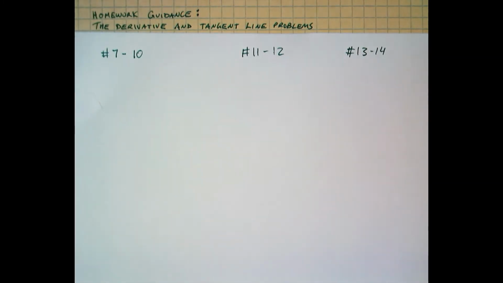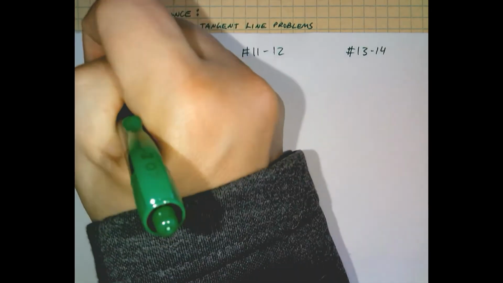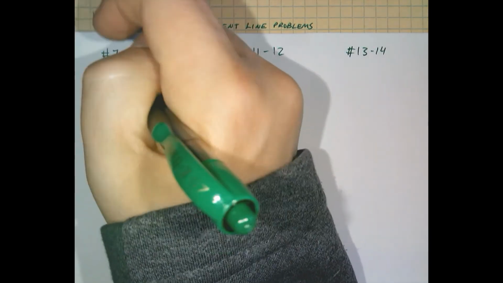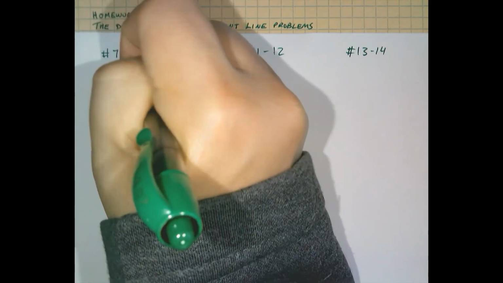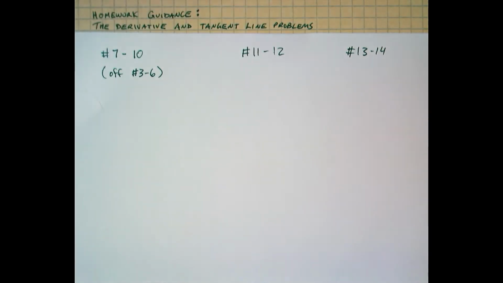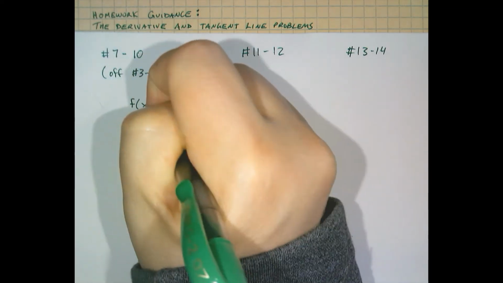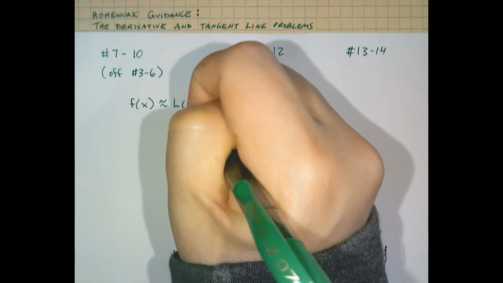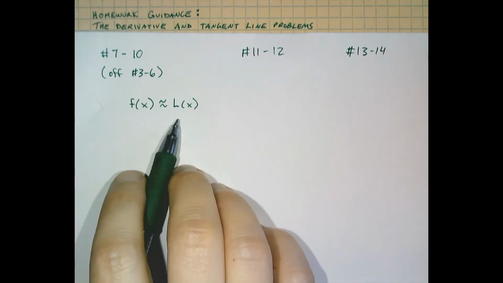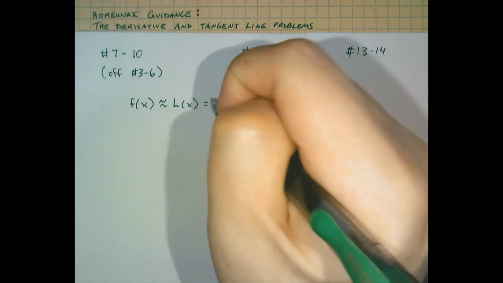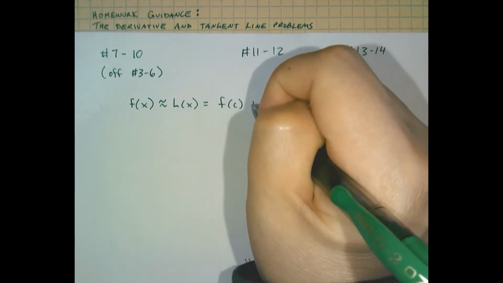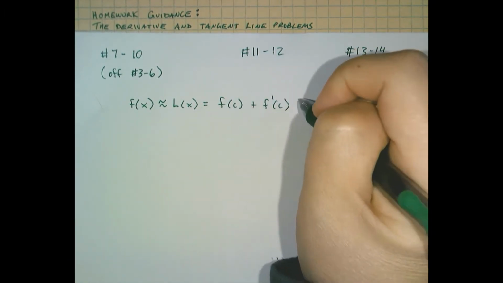Okay, problems 7 to 10 actually build off of your work on problems 3 to 6. So you're going to be using your answers from 3 to 6 to continue the work on 7 to 10. What they're asking you to do is to find the tangent line equation. So we need to remember this critical go-to general formula that I'm going to be using often in class: the function can be approximated by the tangent line, which is f of the center plus f prime of the center times x minus the center.